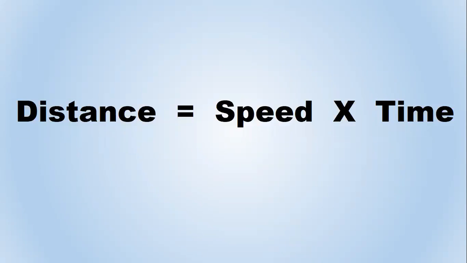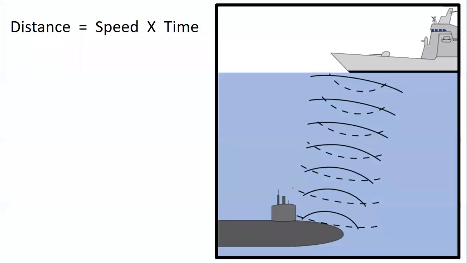The equation for distance traveled when speed and time are known is distance equals speed times time. Consider the ship and the submarine that we saw before. If an ultrasound wave travels from the ship to the submarine and back again in 2 seconds, what is the distance from the ship to the submarine? Take a moment and figure that out.